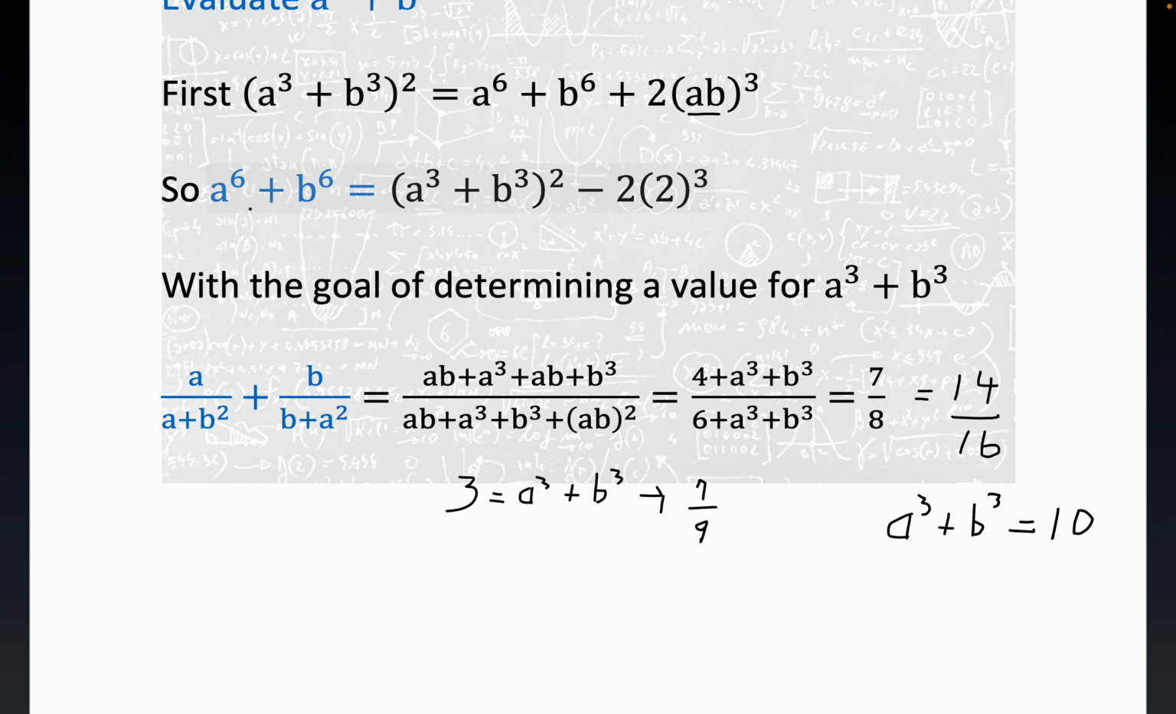So we can come up here. We're interested in a to the 6 plus b to the 6. So what we end up with is this is equal to 10 squared. I put 10 right here. So we get 10 squared minus 2 times 8, which is 16. Is that 100 minus 16? That's equal to 84, which is the answer.